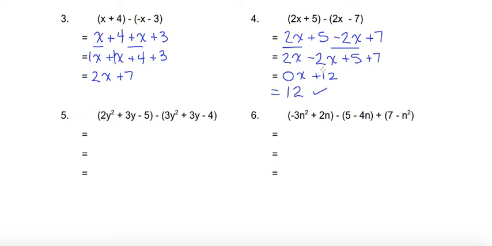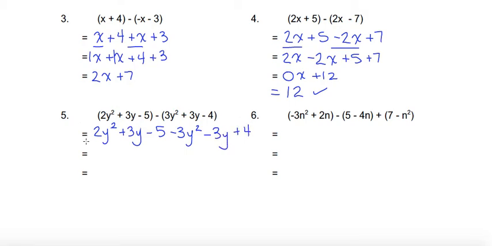And last two examples, example number 5. I'm writing my first polynomial just the way it is, 2y squared plus 3y minus 5. I'm subtracting my second polynomial, so I need to write the opposite polynomial. 3y squared becomes negative 3y squared, plus 3y becomes a negative 3y, and negative 4 becomes a plus 4.